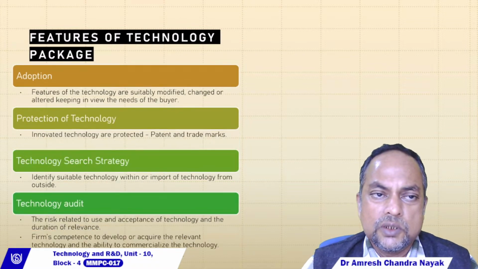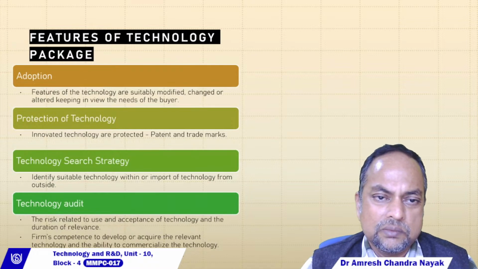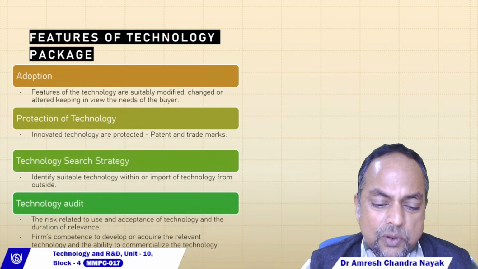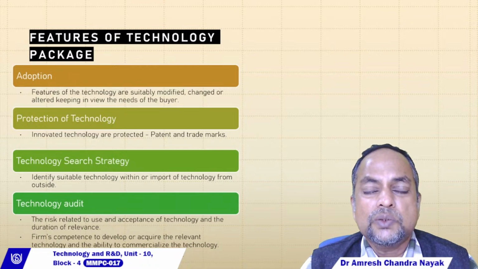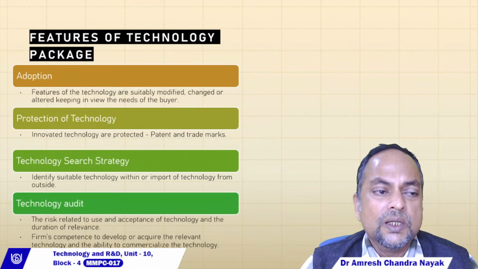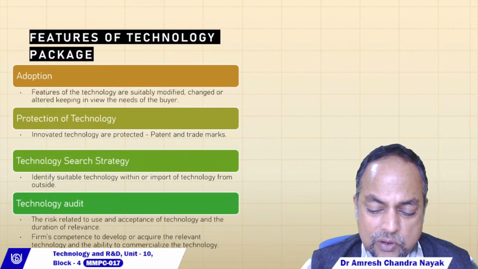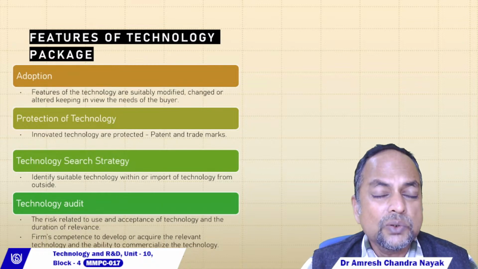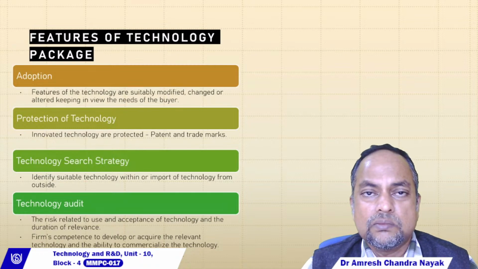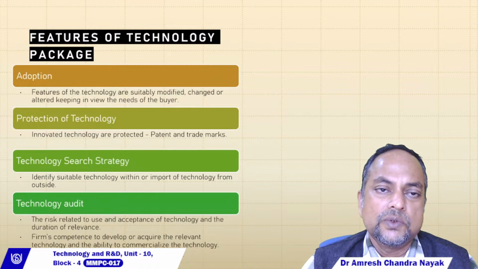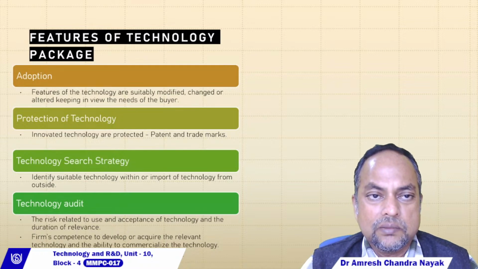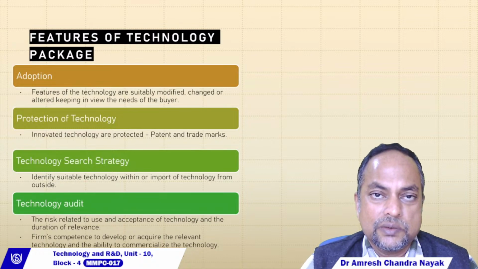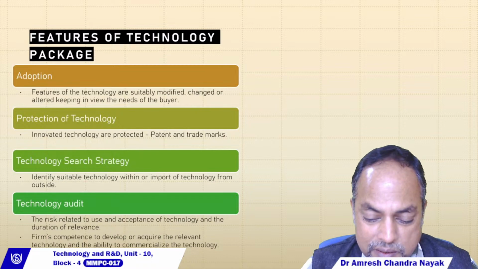Beyond that, another feature of technologies is adoption, which we have understood, right? But we do talk of adoption in a different sense, like the features of the technology which can be suitably modified or changed, right? Okay. Protection of technology. Most of the time, we are talking of technologies which can be created or generated by the organization itself, and there is every probability that rival firms can replicate those kinds of technologies, right? So I need to protect my technology, right?